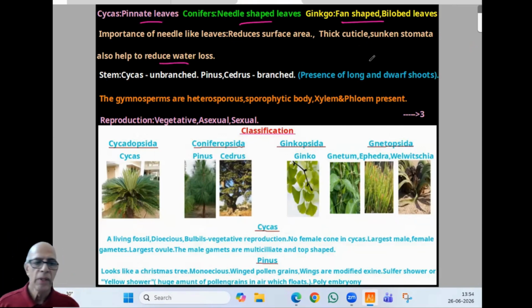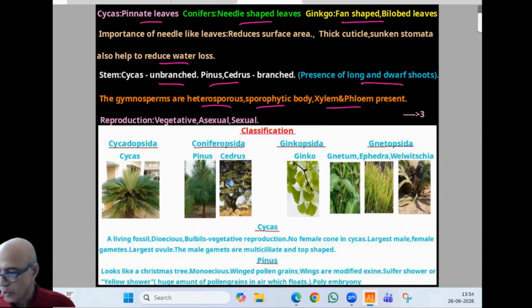So that is an adaptation. When we come to the stem, cycas is unbranched, while pinus and cedrus are branched, where we can find the presence of long and dwarf shoots. Gymnosperms are heterosporous, with 2 types of spores. The main plant body is the sporophyte. Xylem and phloem can be seen, so vasculature is present. Reproduction is vegetative, asexual, and sexual.